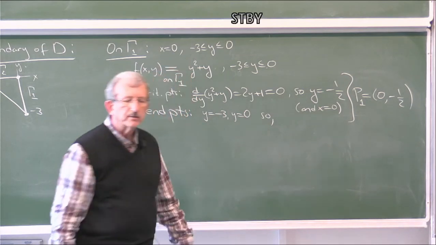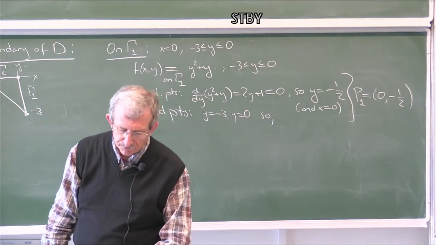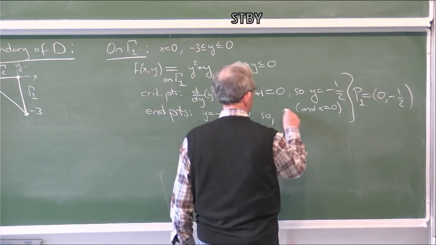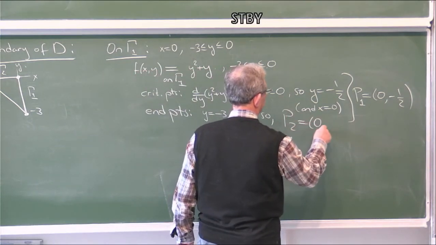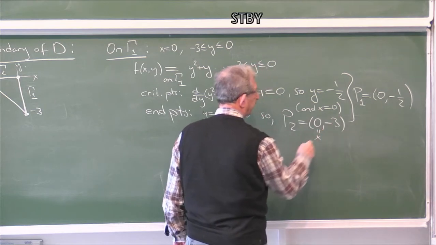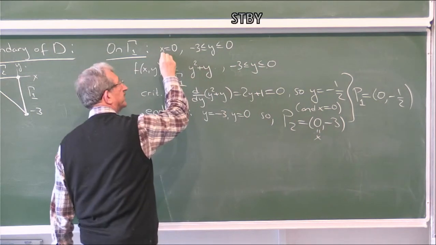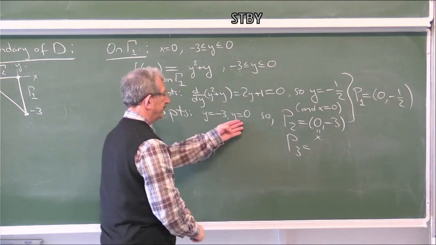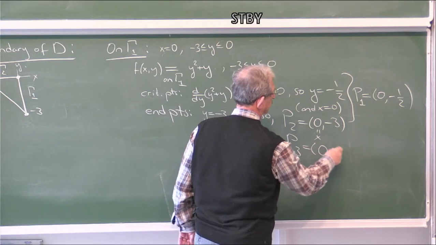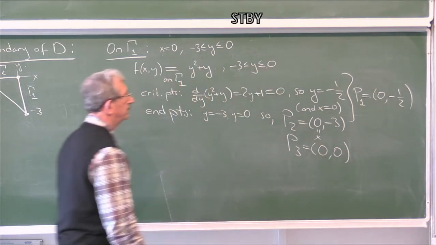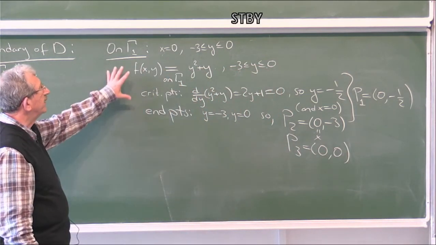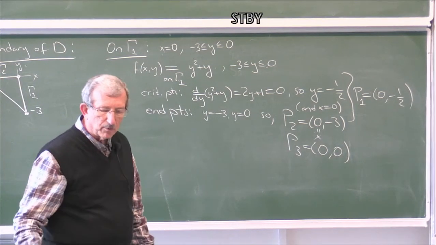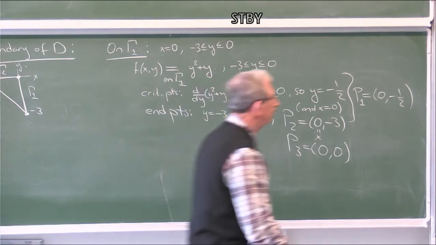So we get the points, namely P2, 0, minus 3, because x is 0 from the start, and P3, where y is 0 as well, so it is 0, 0. So I checked everything I could on gamma 1.